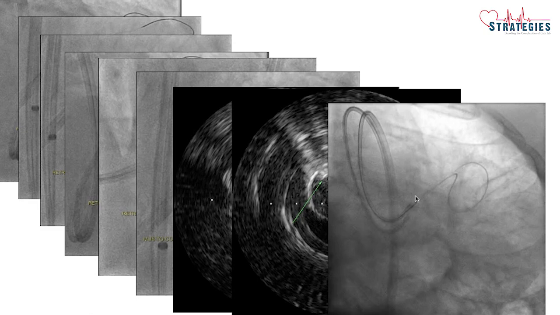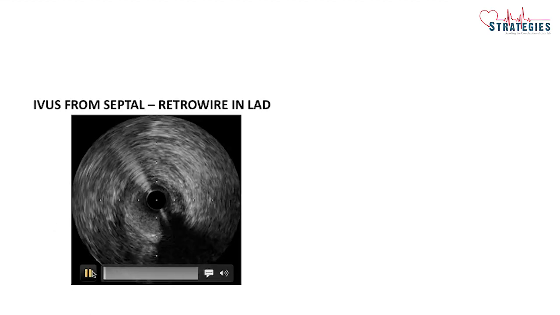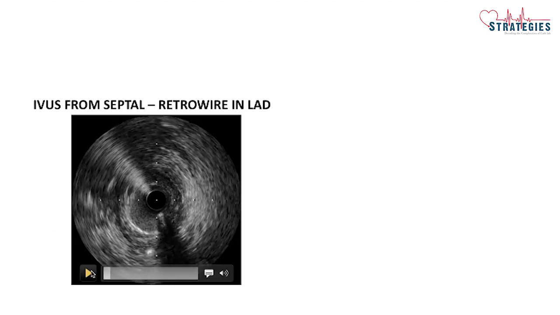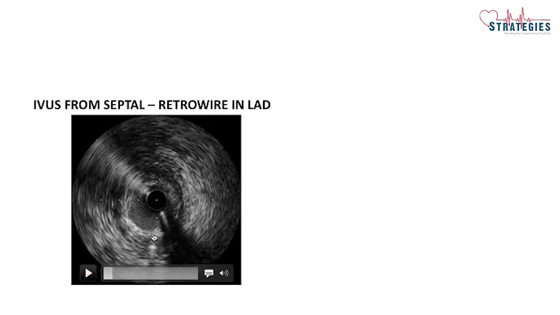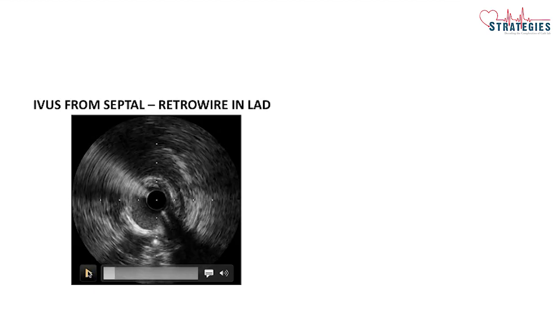So then I advanced Caravel into the second guide. Here you can see IVUS from septal to confirm retrograde wire position. This is the Caravel catheter, and this is the wire on which IVUS was passed. And you can see at 6 o'clock there is a wire, and it comes and joins LAD.